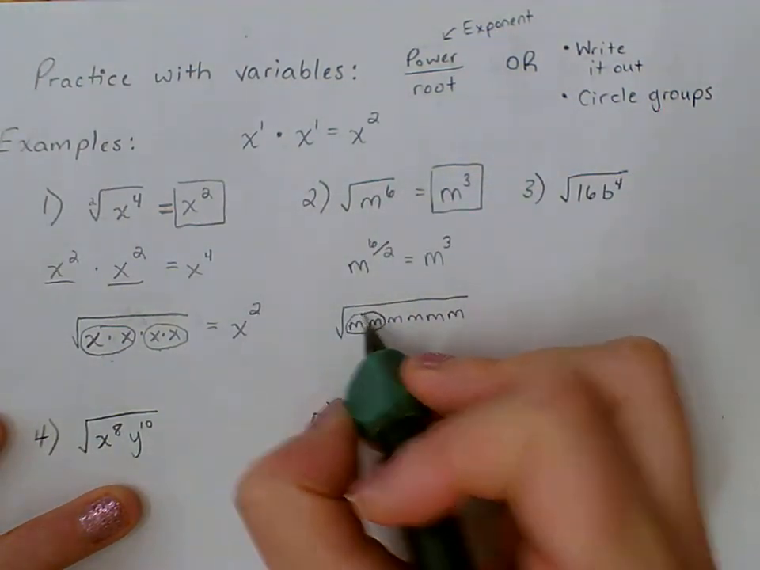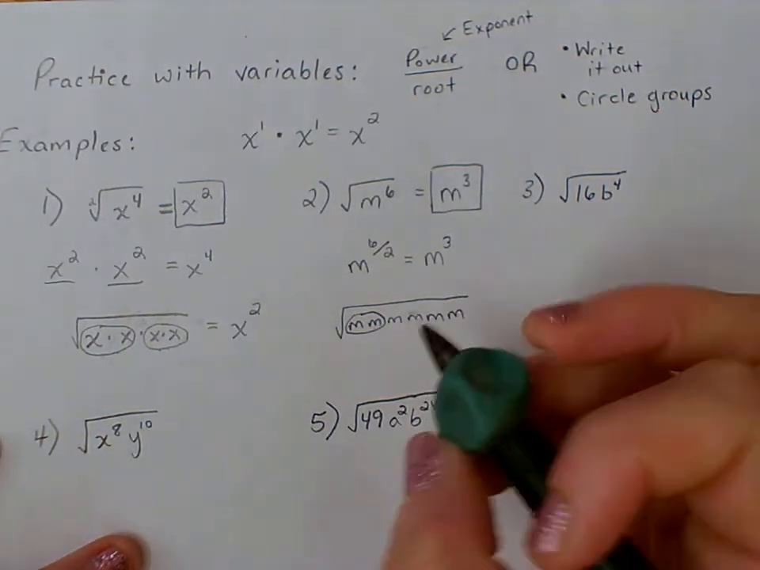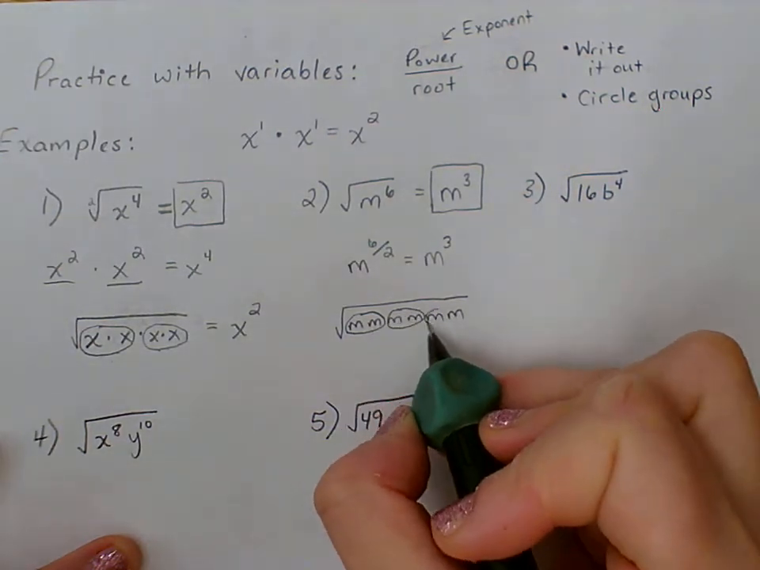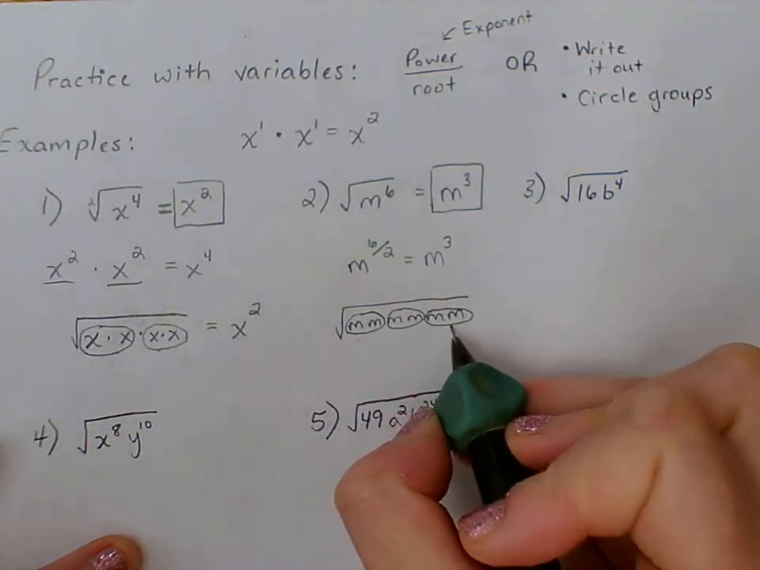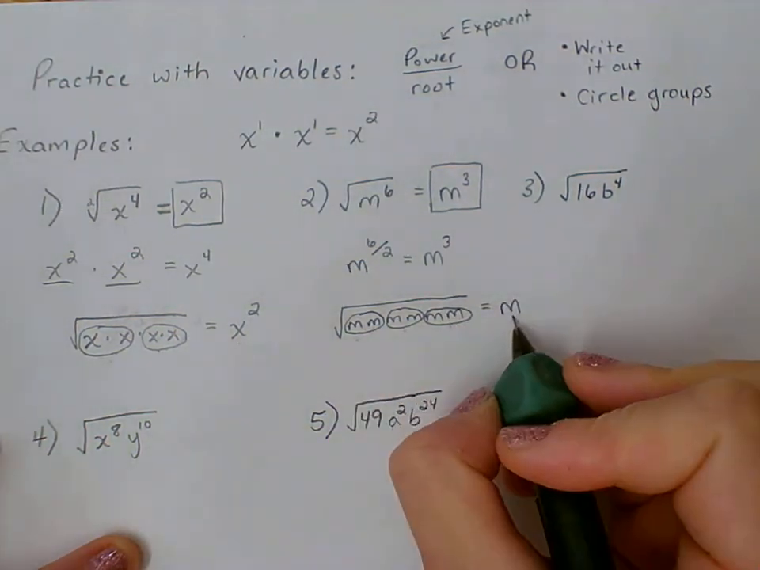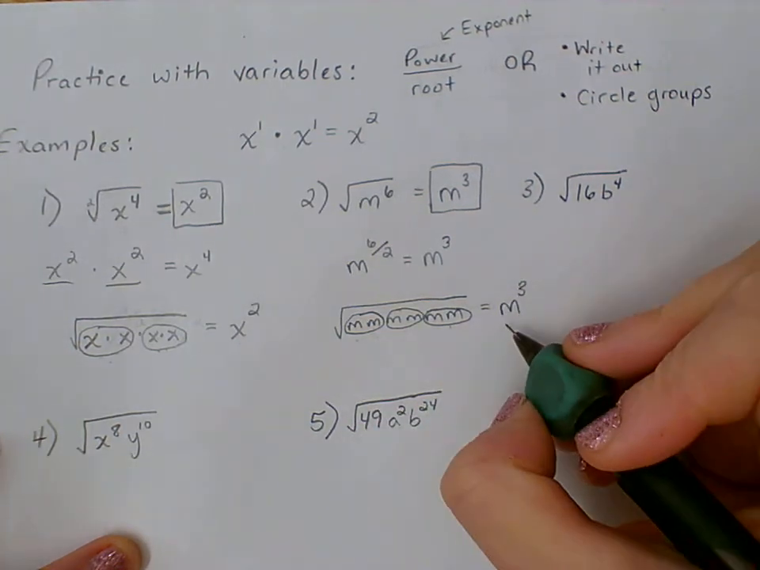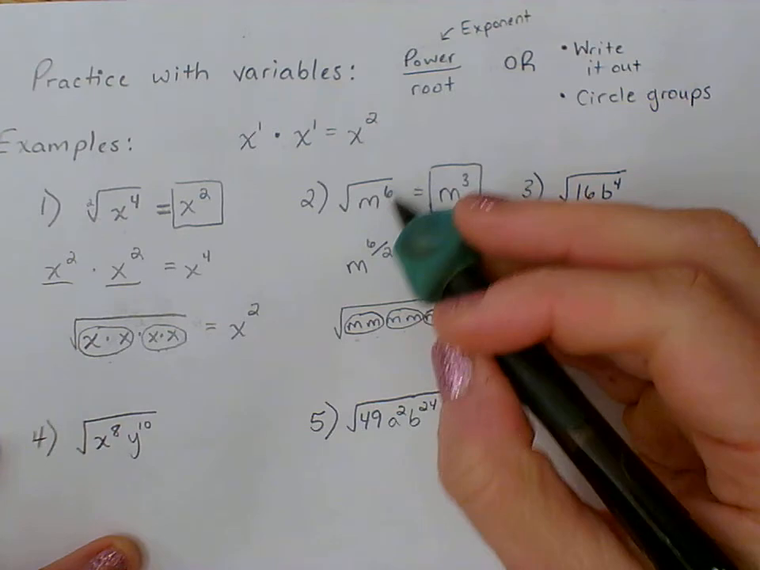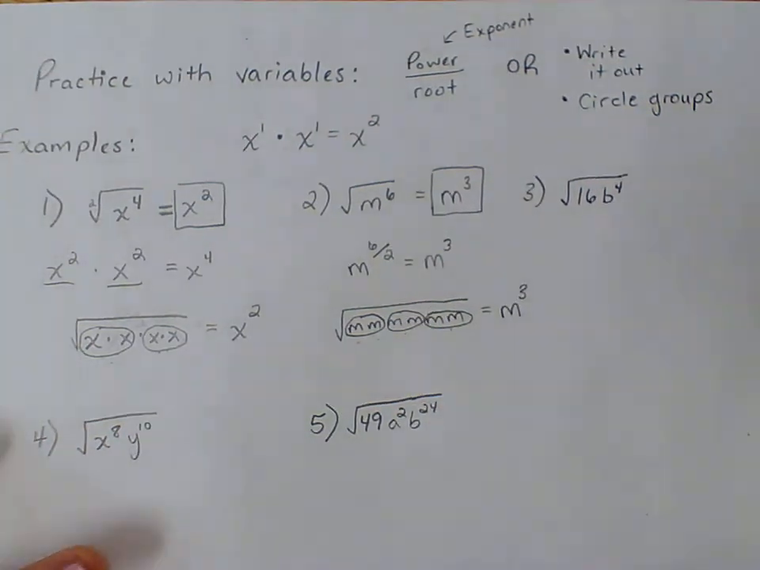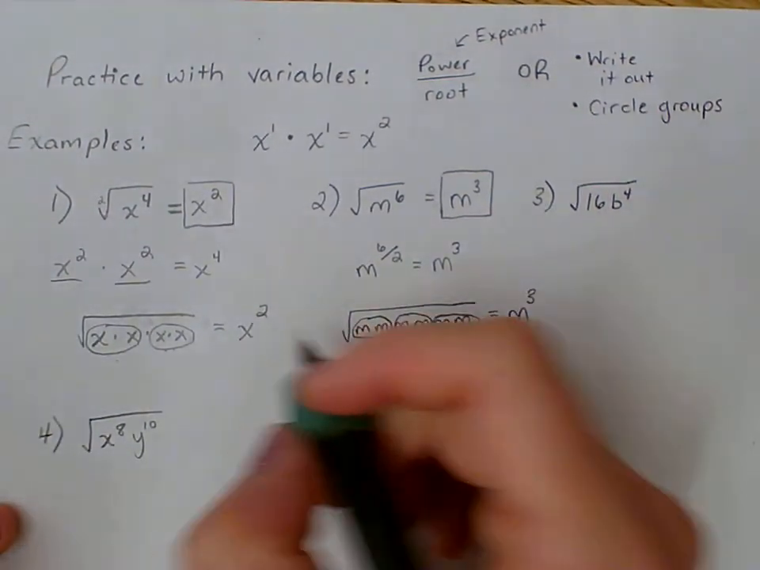If it was a cube root, I'd be circling groups of 3. A 4th root, I'd be circling groups of 4. Okay, but it's a square root. So I'm going to see how many groups of 2 I can make. And so there were 3. So you write down that letter as your base. And then however many groups you could make is your exponent. So the square root of m to the 6th would be m to the 3rd. And so notice, no matter which way we do it, we get the same answer. Okay, so that's how you simplify radicals under a root.